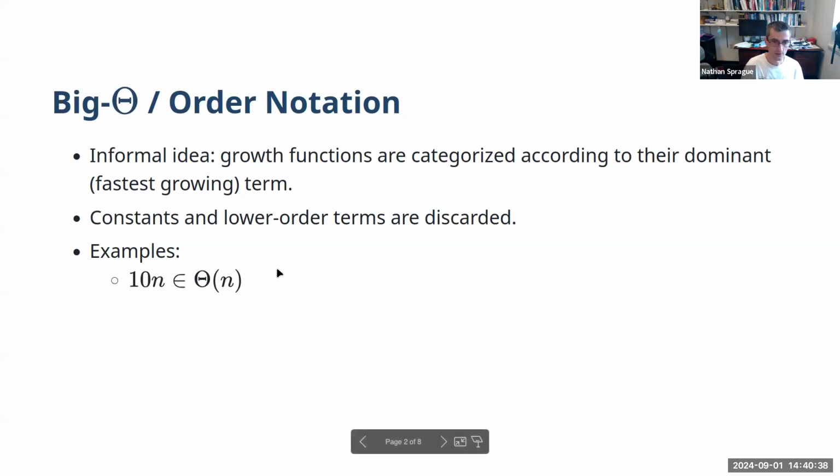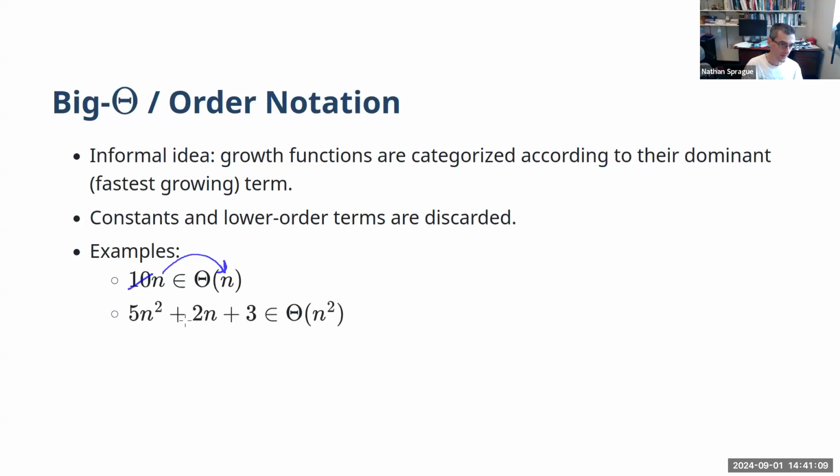This notation can be read as 10n is in big theta n. So the category is big theta n, and we're saying that 10n is in that category. We could also say that 10n is order n. And how did we end up putting it in that category? Well, as we said here, we're going to throw out constants. We're going to disregard them. So this 10n just becomes n. And that's how that ended up in that category.